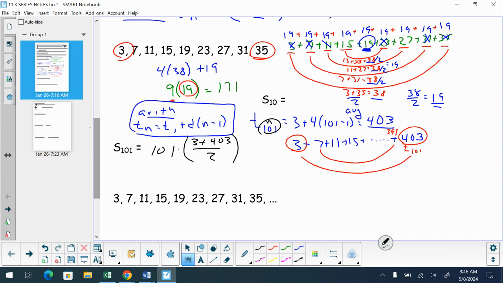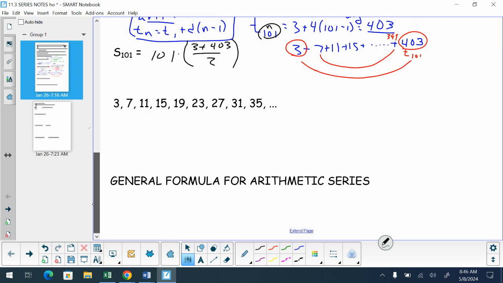Sort of like this. You said you dealt with sequences in some of the other classes you had below this. Don't know if you dealt with series though. So we have 406 divided by 2 times 101. Jocelyn, what do you have for the series here? 20,503. Good with that?